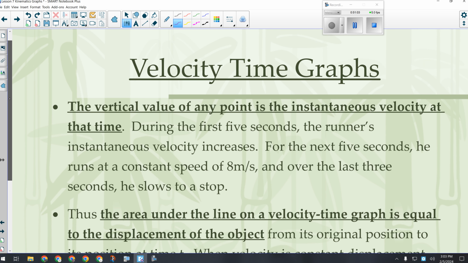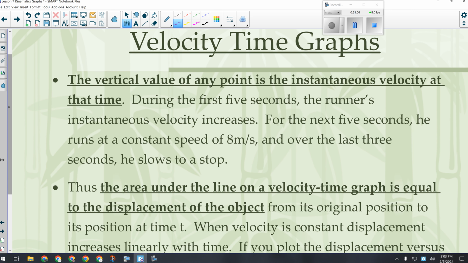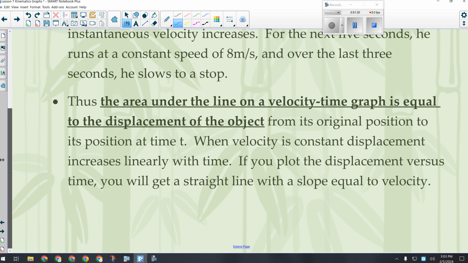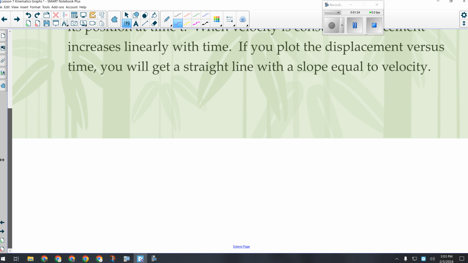Okay, so on a velocity versus time graph, obviously we can read the velocity of the object. It's the vertical value of a point on the graph. We can calculate the displacement by finding the area under the line. That's average velocity times time. What does the slope represent on a velocity time graph? Acceleration. It represents the acceleration.